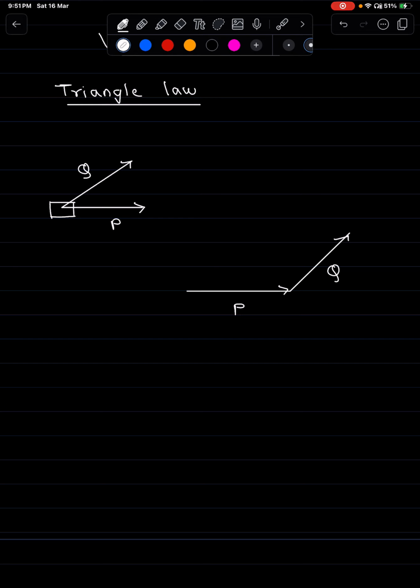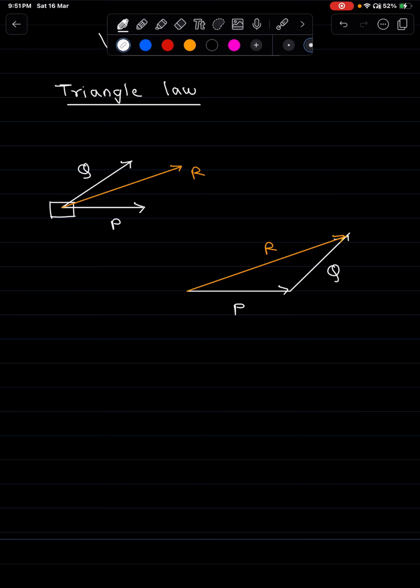So the resultant will be given by the third side that will complete the triangle. Okay, so how to complete the triangle? We have to draw a vector joining the tail of the first to the head of the second. So this will be the resultant in magnitude as well as direction. So if I parallel shift the resultant over here, it will be like this. So the magnitude of this R will be given by the length of this arrow and the direction is as shown by R.